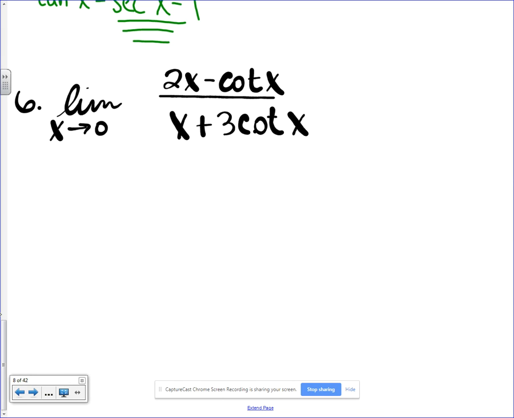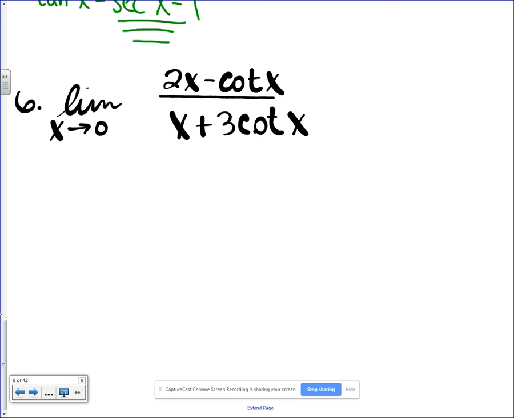This will be our longest one. Can you plug in 0? If I put a 0 down here, cotangent is the inverse of tangent, correct? Which means that is what? Cosine over sine? And we're at 0 degrees. What's the cosine at 0 degrees? 1. What's the sine at 0 degrees? So that would be 1 over 0, which is undefined, isn't it? So I can't just plug it in.